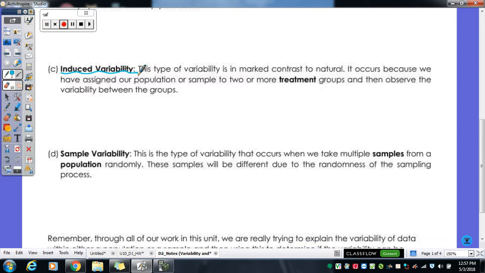Or another example, 2 groups are tested on memory. One group's allowed to sleep for 8 hours, the other group only gets to sleep for 4 hours, and you're trying to test to see if the amount of sleep actually affects their memory. So that's induced variability because you've created the 2 different situations there.